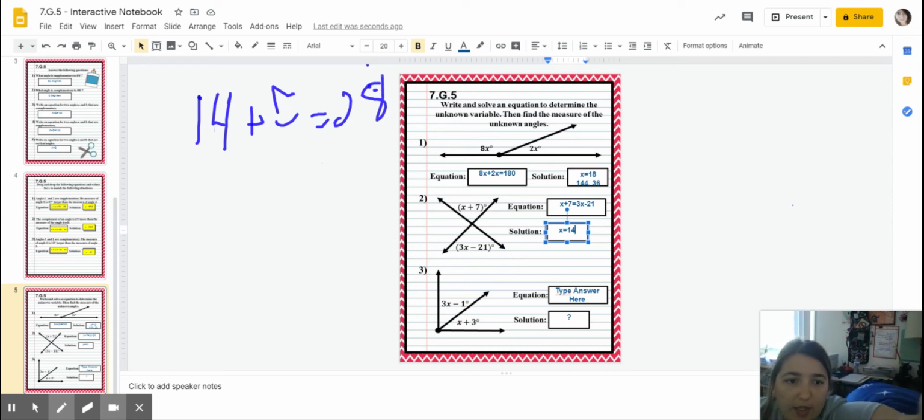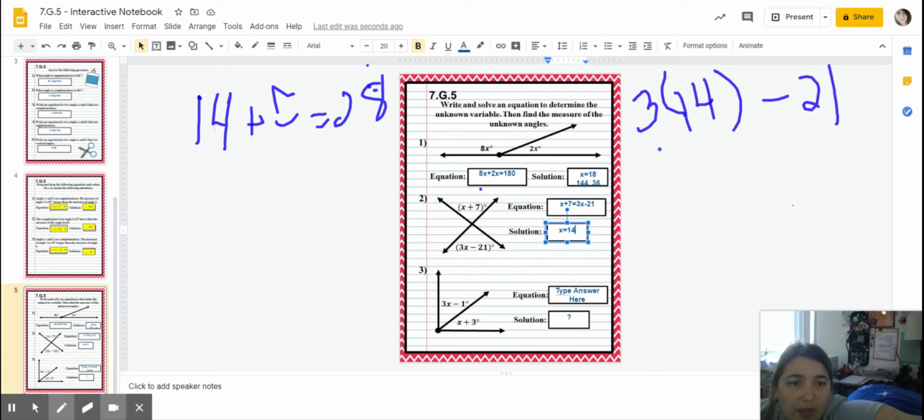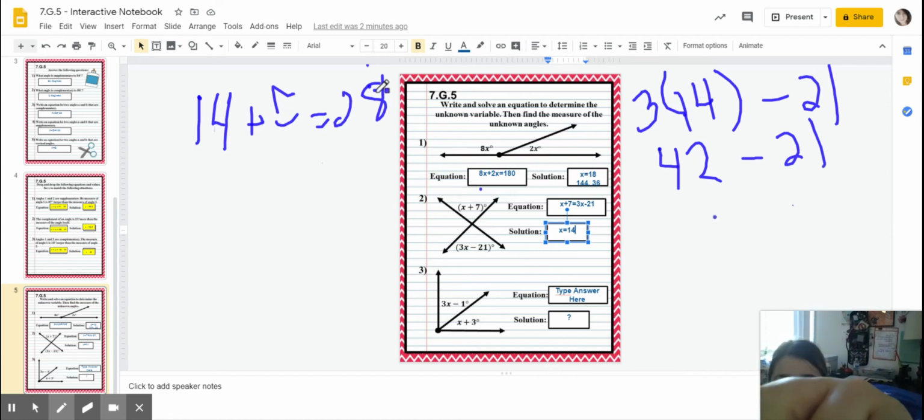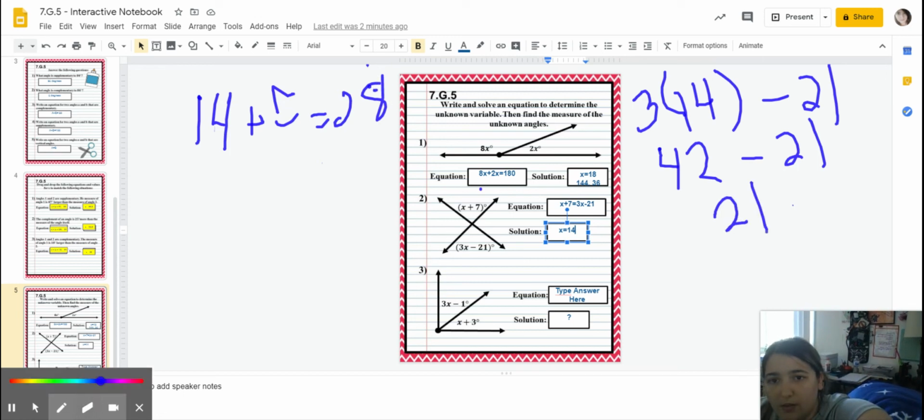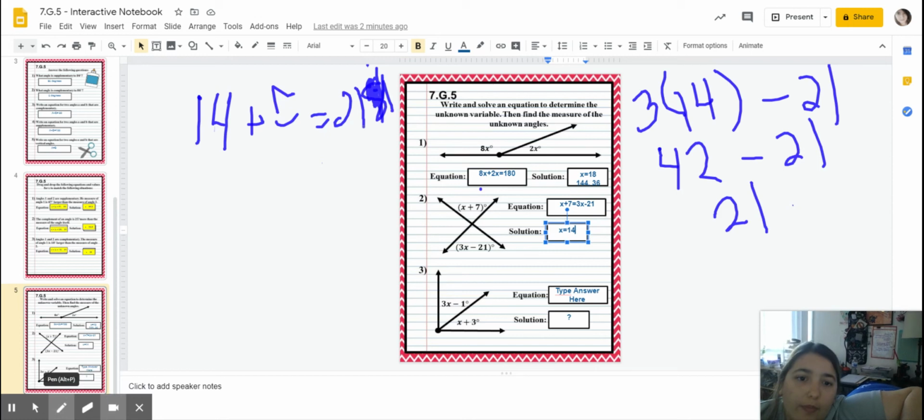And the second angle, we have 3x minus 21. So we have 3 times 14 minus 21. 3 times 14 is 42 minus 21. That gives us 21. So we're going to go ahead and type those in. So we have 21, 21, because both of these are 21 degrees, even though this looks much larger than 21 degrees, they are 21.